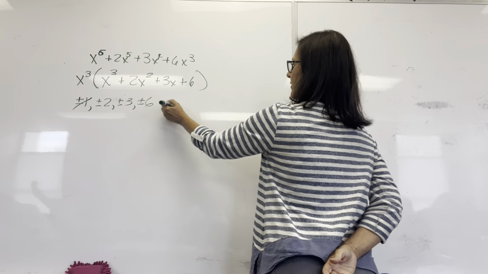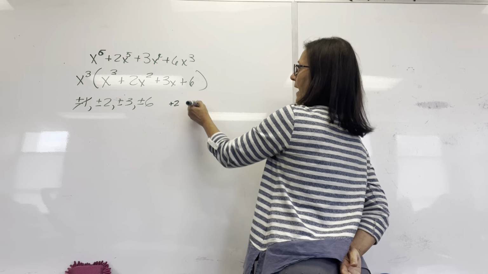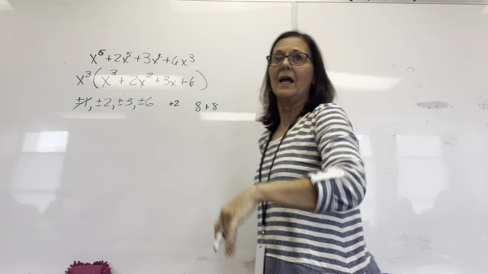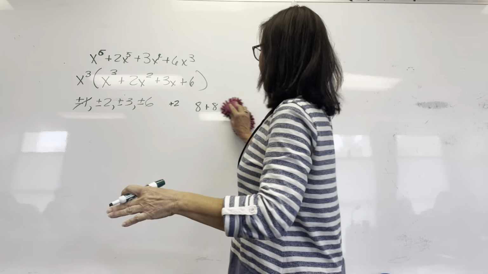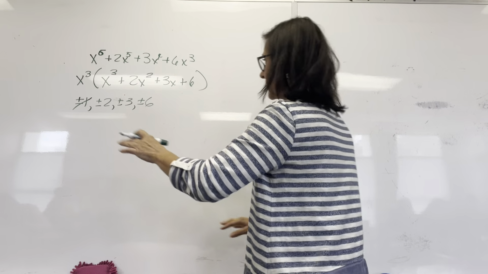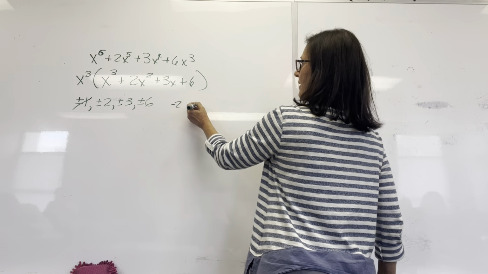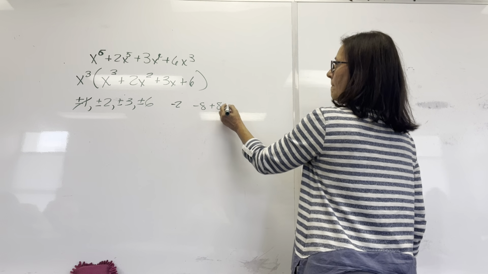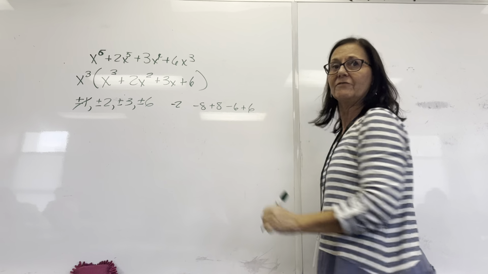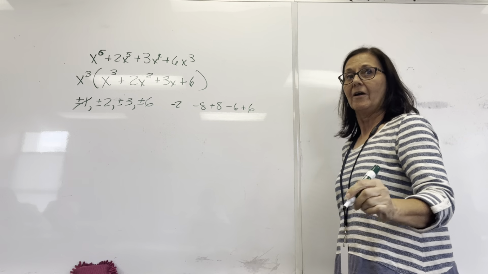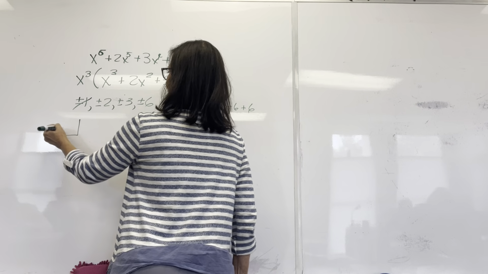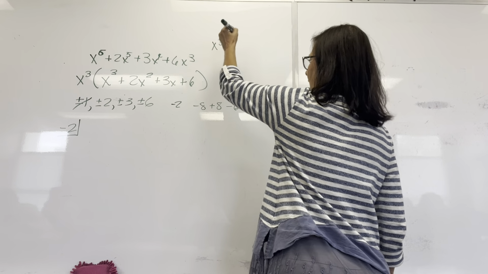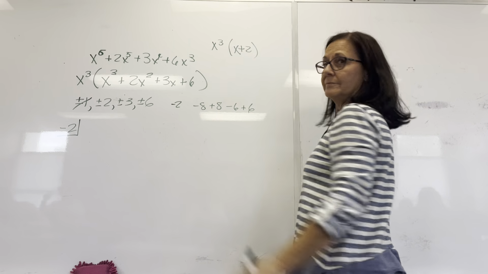Let's try positive 2. 8 plus 8 plus 8, it's just going to be big numbers. Any of the positives are not going to work. You're exactly right, it just keeps getting bigger. So negative 2. That's negative 8 plus 8, minus 6 plus 6. Negative 2 works. Confirm. Yep. So now we have x cubed times x plus 2.